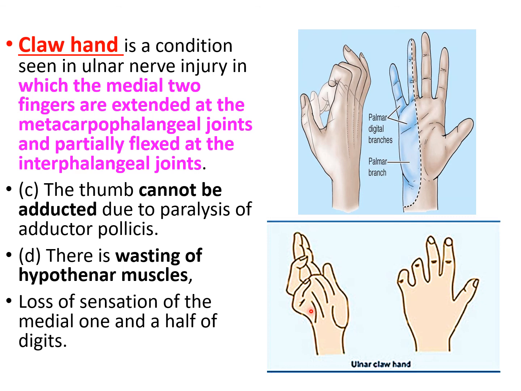Claw hand deformity is more obvious in wrist lesion than in the elbow lesion, because in wrist lesion the profundus muscle is spared. This causes marked flexion of the terminal phalanges. Also, the thumb cannot be adducted due to the paralysis of adductor pollicis, and also there is wasting of hypothenar muscles. There is loss of sensation of medial 1.5 digits and the adjoining medial side of hand.